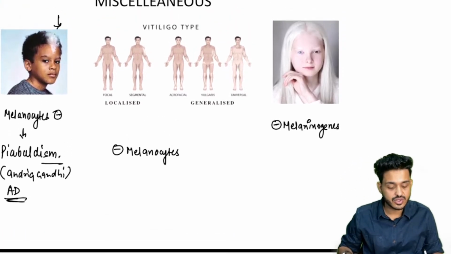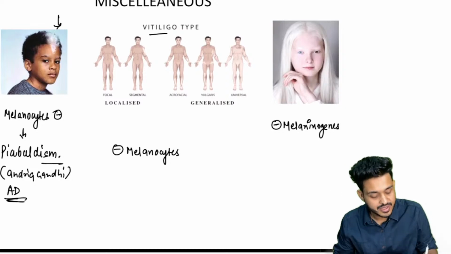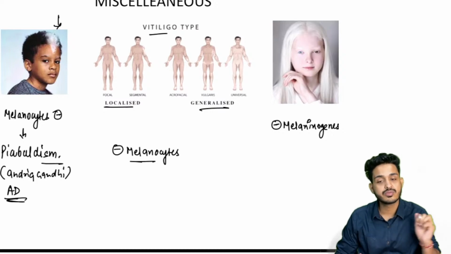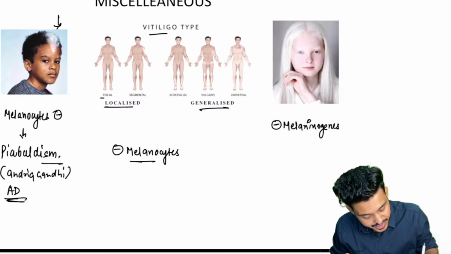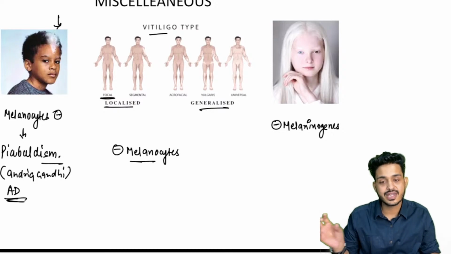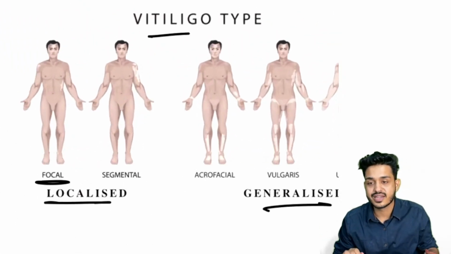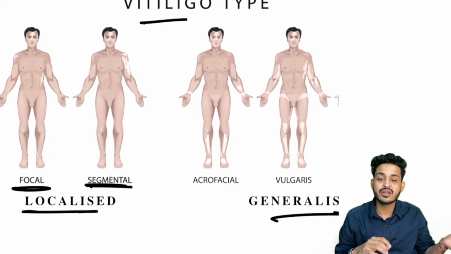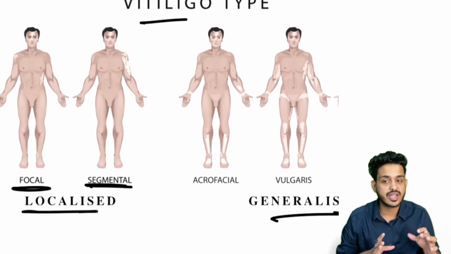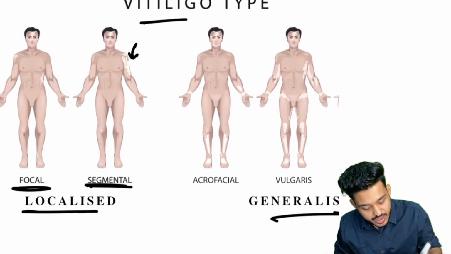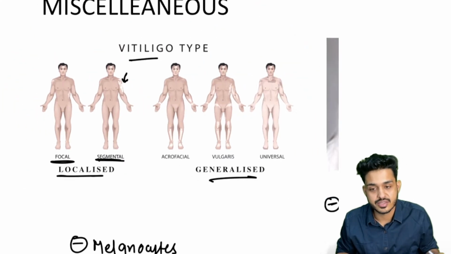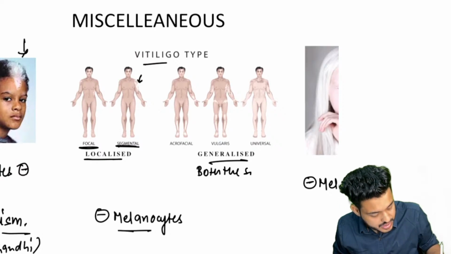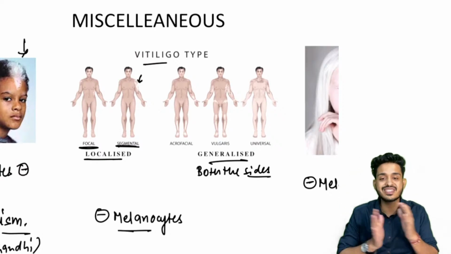Okay, second thing is your vitiligo. Vitiligo can be of two types. It can be localized, it can be generalized. Here also there will be absence of melanocytes. In localized, it can be focal vitiligo, that means certain areas are having vitiligo, or it can be segmental vitiligo. Segmental would be along a nerve segment, that is localized. In generalized, it will be seen on both sides.